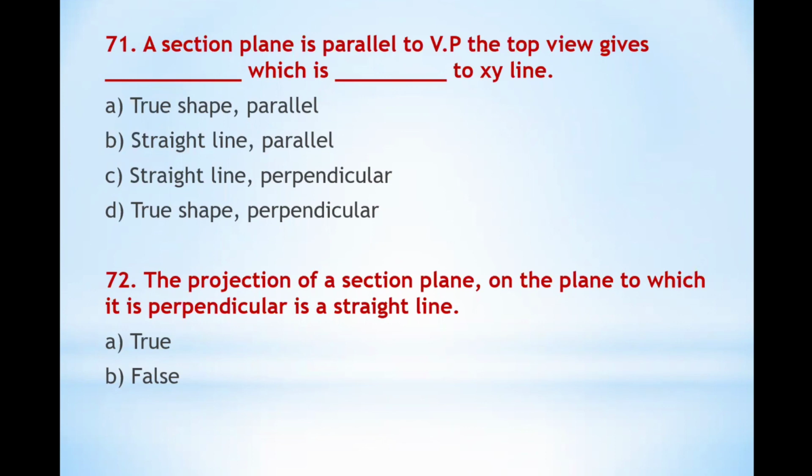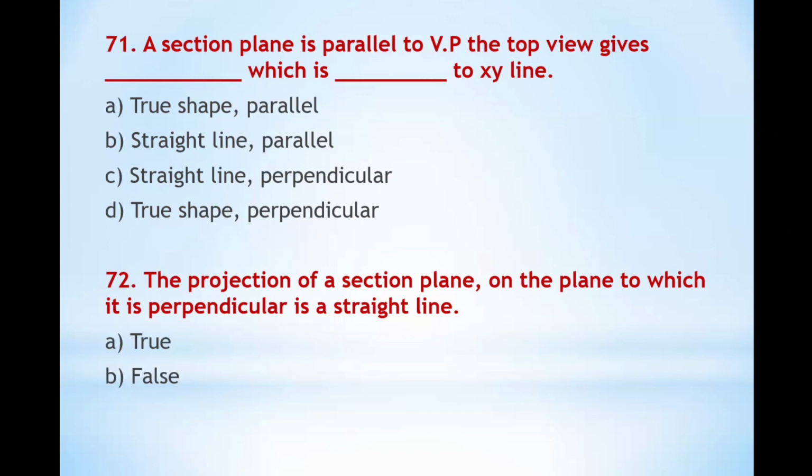Okay, 71st, a section plane is parallel to VP. Then top view dash dash, which is dash dash to XY line. Okay, it's a simple one. Whatever the section plane is, if it is parallel to the VP, then we have to check whatever the top view is, what it will be and how it will be with respect to the XY line.